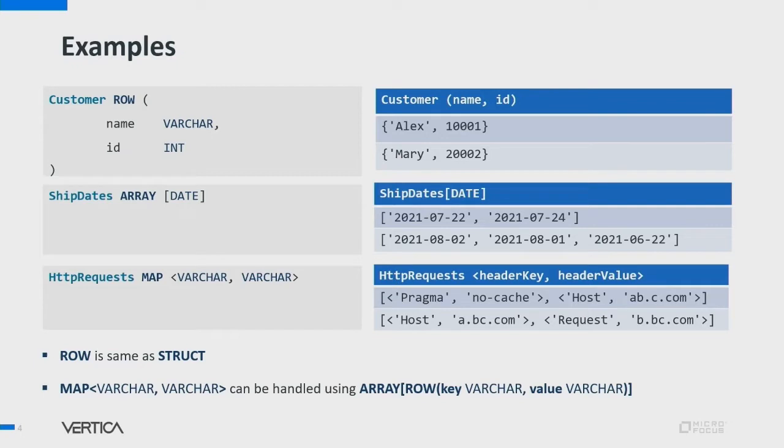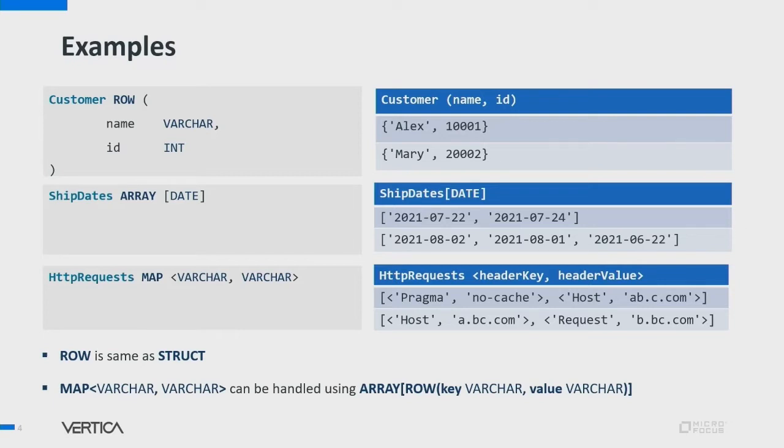And then the third popularly used complex data type is the map type. A map is nothing but a collection of key value pairs, and that's also from the imperative world, commonly used in C and other programming languages. In this slide, we have an example of HTTP requests where the map's key type is a varchar and the value type is also a varchar. And on the right, we have some sample data for the same. So here we are looking at HTTP requests. The key could be pragma, and the value is no-cache, and so on and so forth.